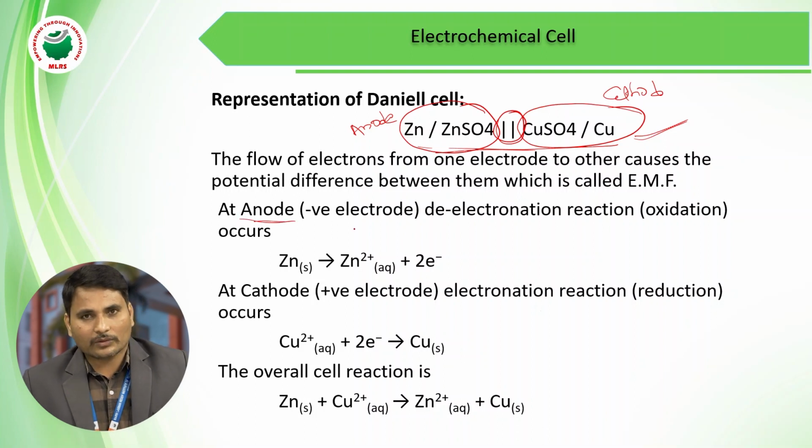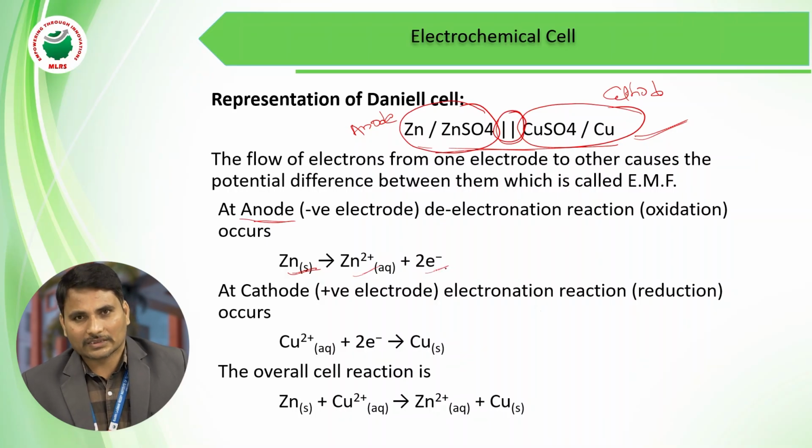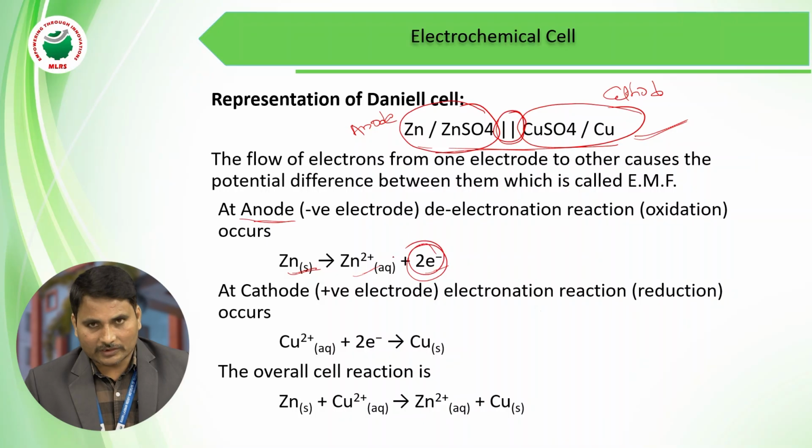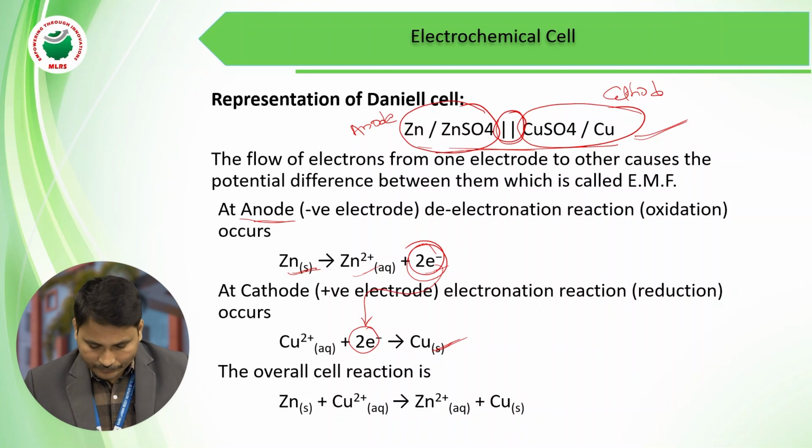At the anode, zinc is undergoing oxidation. We get Zn2+ ions, and along with them we get electrons. These liberated electrons move towards the cathode. At the cathode, they are deposited, and we get pure copper metal. This is about the oxidation half cell, and this is about the reduction half cell.